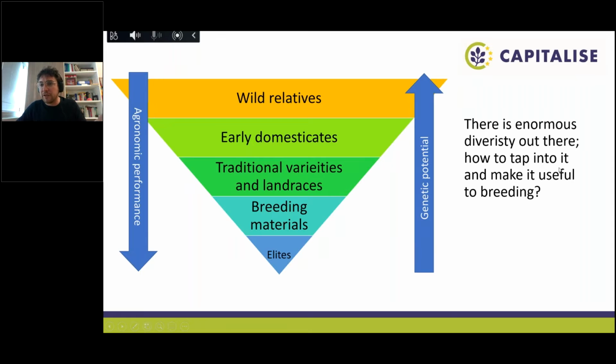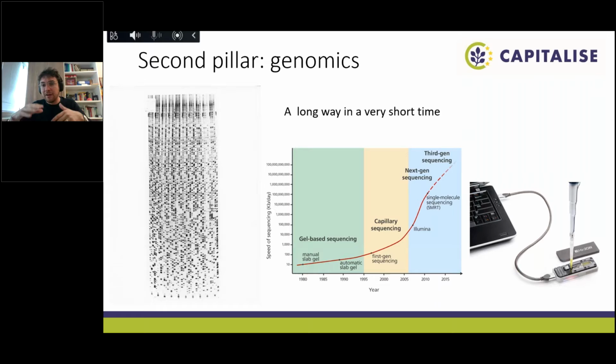So there is enormous diversity out there. And then, of course, we need the tools to access that. So the second pillar of this modern approach to breeding is that of genomics. And well, this is just to show you how far we went with genomic technology in a very short time. This is what you see on the left.